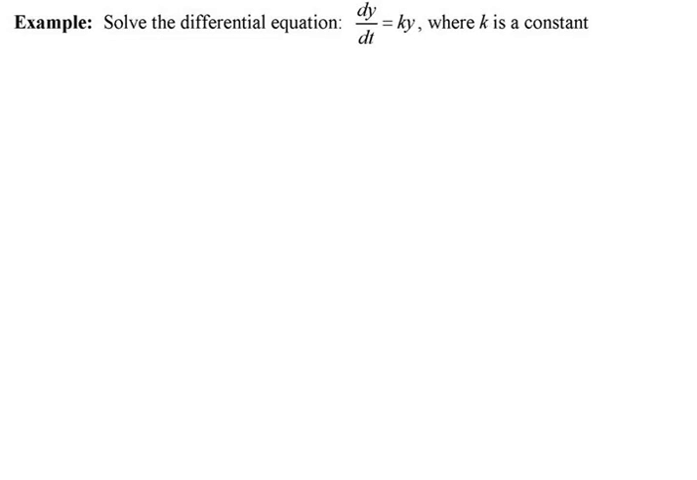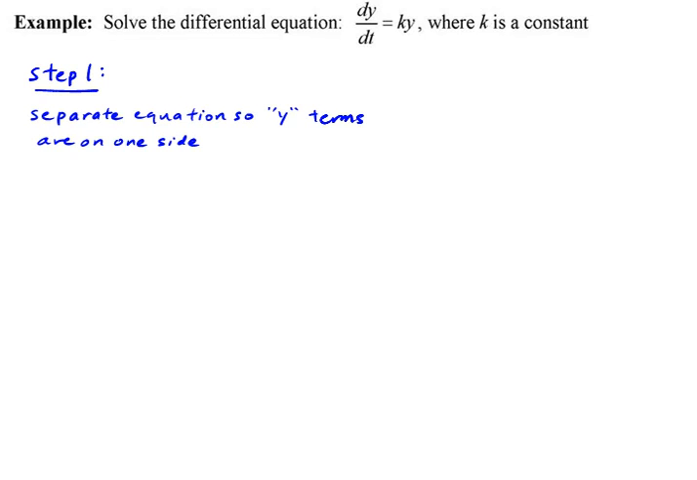Hey guys, I wanted to give you a couple of examples of how to solve separable differential equations like this one. We have dy/dt is equal to k times y, where k is some constant. One of the reasons why these differential equations are called separable is it's possible to separate the equation so that all of the terms involving y are on one side and everything else is on the other.